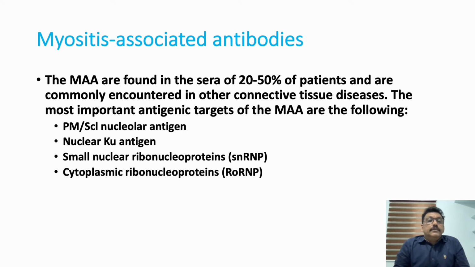Another type of antibodies, myositis-associated antibodies. They are found in 20 to 50% of the patients, and are commonly associated with other connective tissue disorders like polymyositis, scleroderma, nuclear antigen, small nuclear ribonucleoproteins, cytoplasmic RNP. So these are the other types of antibodies.